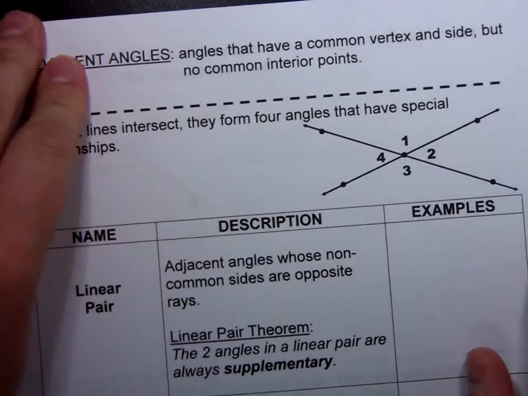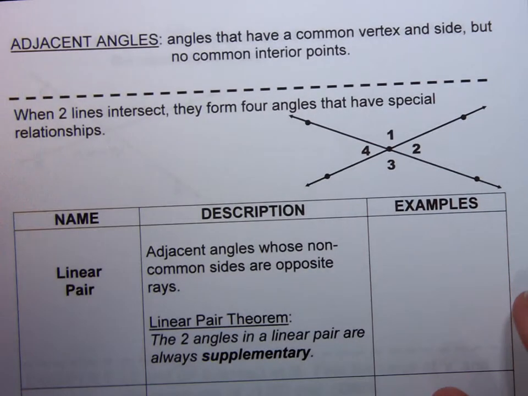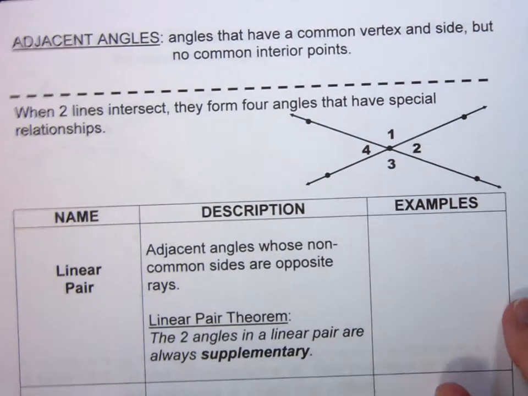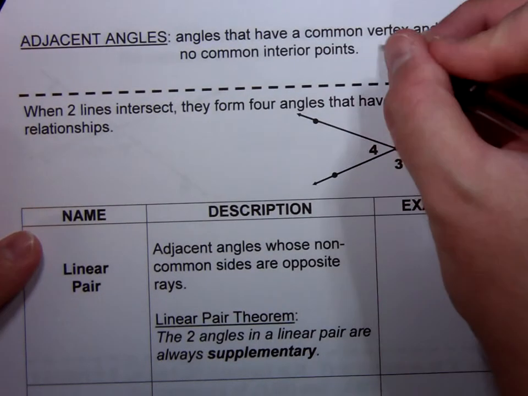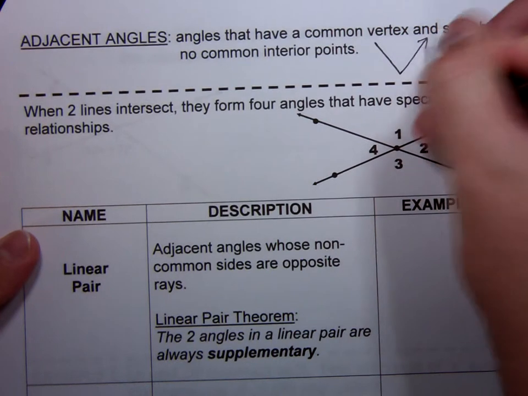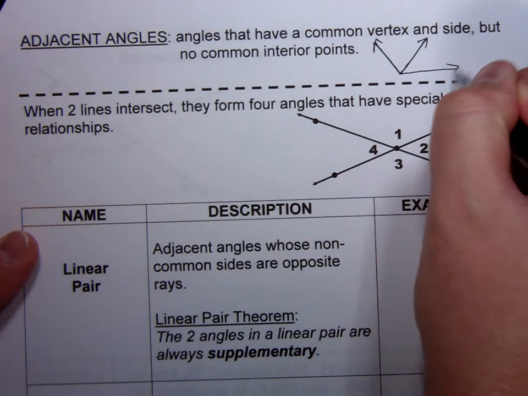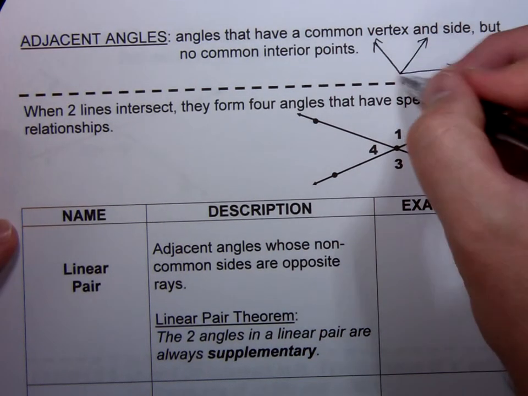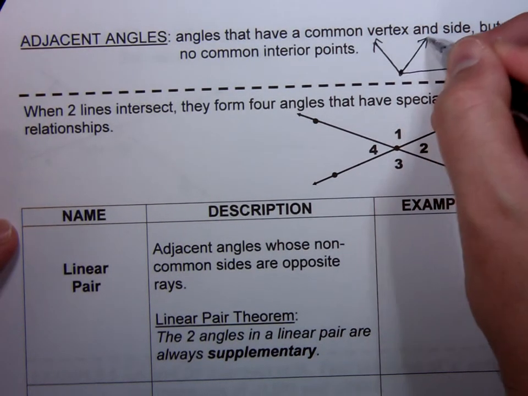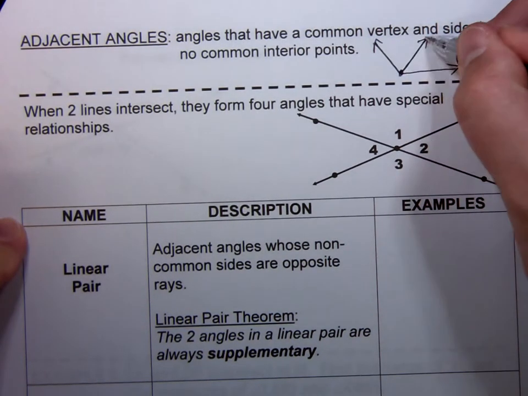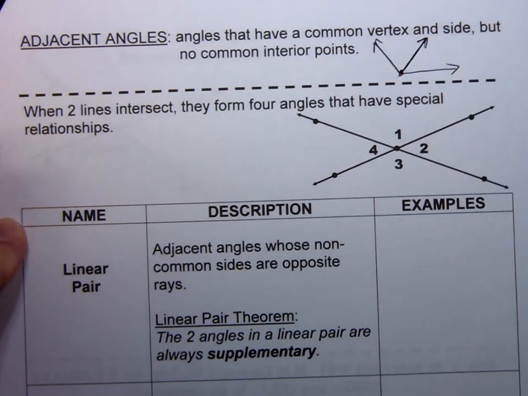Alright, adjacent angles. Adjacent angles are angles that have a common vertex and side, but no common interior points. So an example, if I have this angle, an angle that would be adjacent to it would be this angle. So notice that this angle has this vertex, and this angle has the same vertex. They have a common vertex, and they have a common side. This ray is the side for this angle, and it's a side for this angle over here. But they have no common interior points.